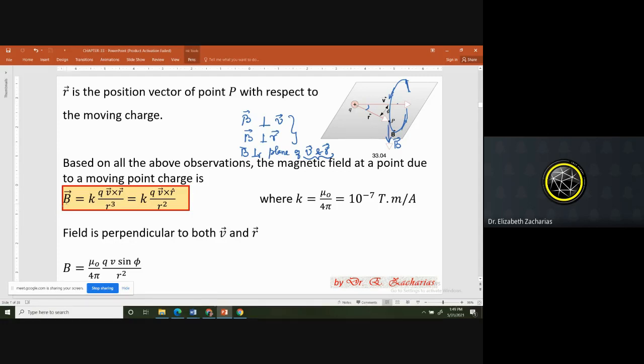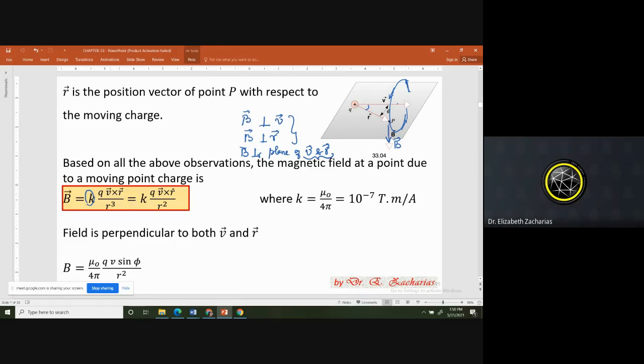So that equation is going to be B is equal to some constant into Q, because B is directly proportional to Q. Next, it is directly proportional to V. It is directly proportional to 1 by R square. Again, I'm repeating. It is directly proportional to Q, directly proportional to V, and inversely proportional to R squared. At the same time, we have seen that magnetic field is perpendicular to V and R, and it is proportional to sine phi.